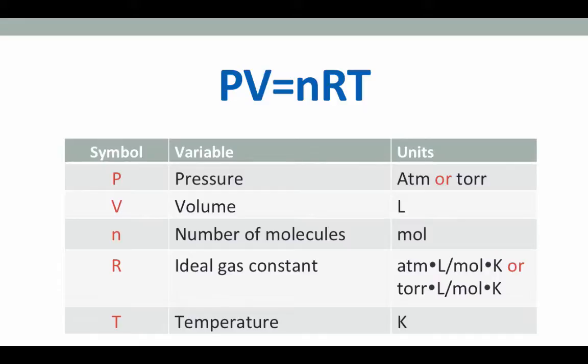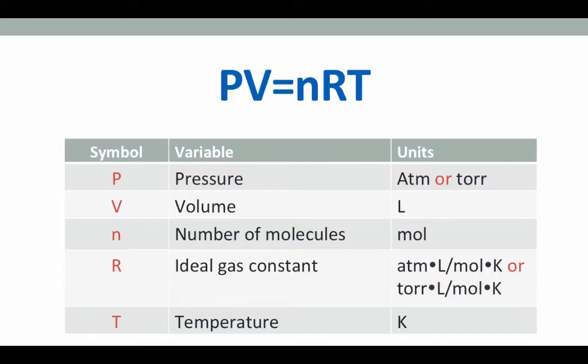It's important to note the units that are used with the ideal gas law. For pressure, we have a choice of whether we want to describe the pressure in terms of atmospheres or with the unit torr. Sometimes we also will see pressure in terms of millimeters mercury, and this has the same numerical value as torr. Volume is always measured in liters, and the number of molecules is expressed in terms of moles.